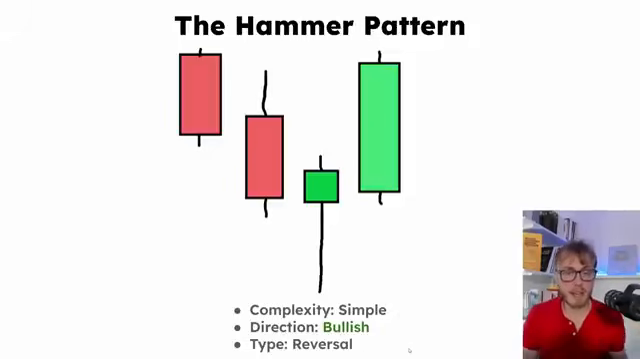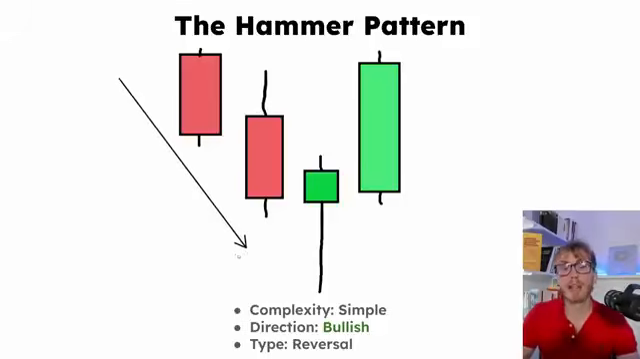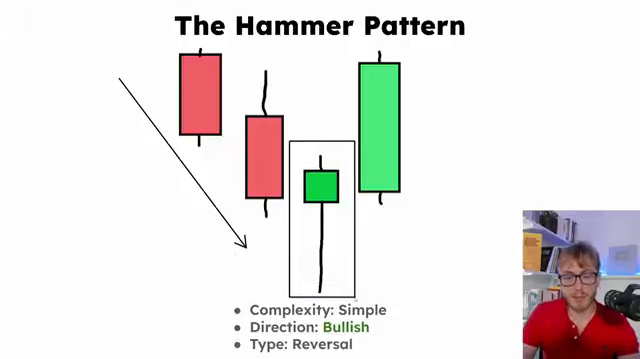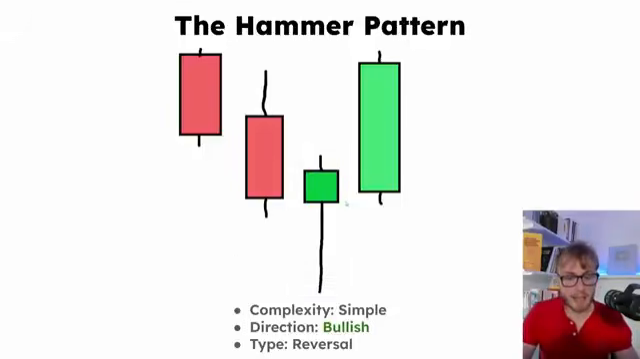So to identify a hammer pattern, what we first need to see, remember, it's a reversal pattern. So before the hammer appears, we need to see a move towards the downside. Then the actual hammer appears, and that is this candle right here. To find a valid hammer pattern, what we're looking out for is a small real body, like right here, and a long lower wick.